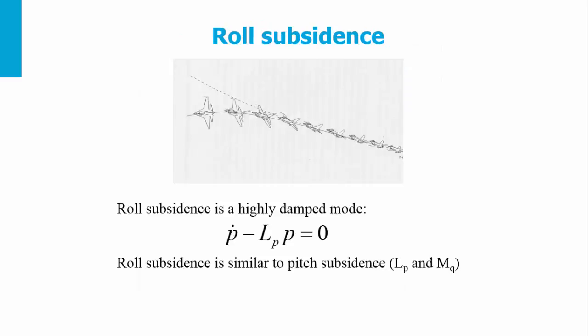Now a different lateral mode, the so-called roll subsidence. The roll subsidence mode is simply the damping of rolling motion, and it involves just one equation, which is the damping derivative, the damping of the rolling motion. In a helicopter, this is a highly damped mode, and actually the roll subsidence is similar to the pitch subsidence, Mq.